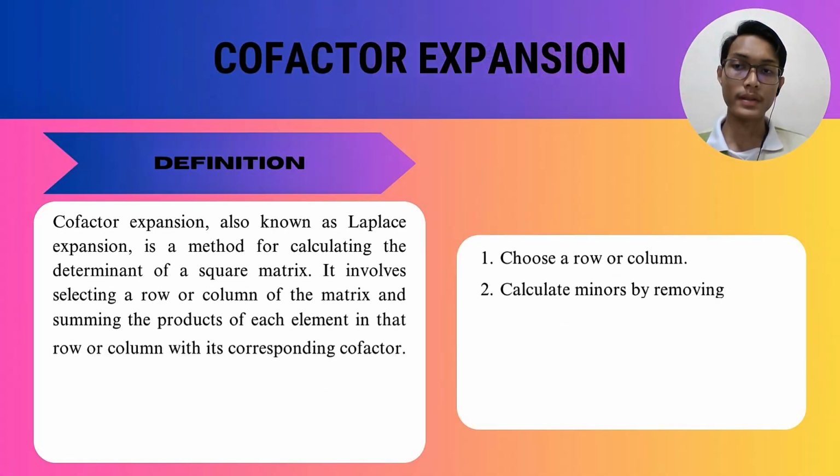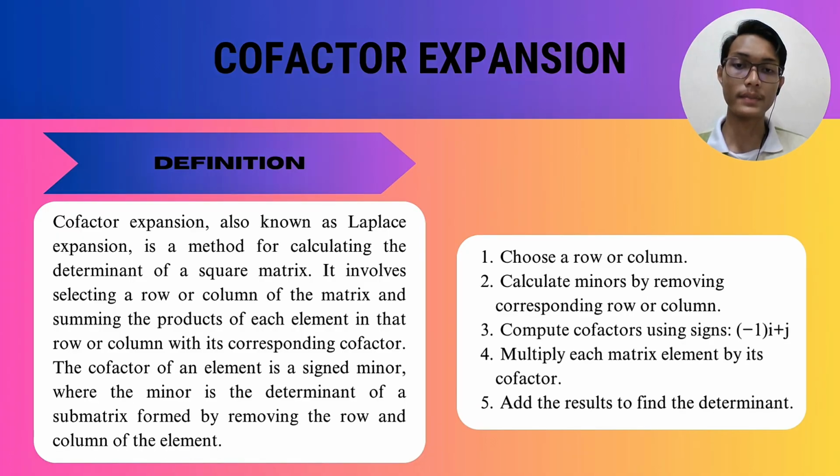So first, I will start with the definition of cofactor expansion. Cofactor expansion, also known as Laplace expansion, is a method for calculating the determinant of a square matrix. It involves selecting a row or column of the matrix and summing the products of each element in that row or column with its corresponding cofactor. The cofactor of an element is assigned minor, where the minor is the determinant of a submatrix formed by removing the row and column of the element.